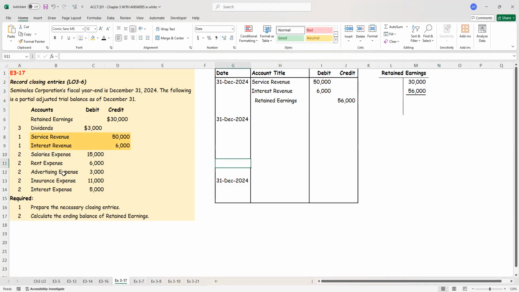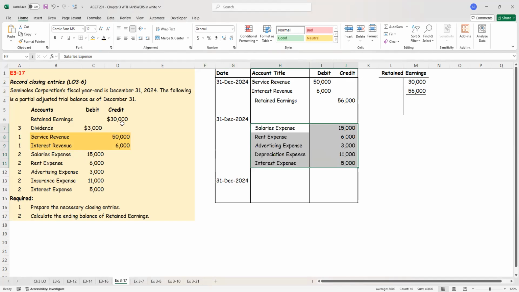Salaries, rent, advertising, insurance, and interest. All of these need to be closed. These accounts all need to get closed. They all have a debit balance. So to close them, I'm going to credit all these accounts. I have to credit these accounts in order to close them. So I'll first leave one line and then write down all the accounts that you're going to credit. And then this total amount will be debited to retained earnings.